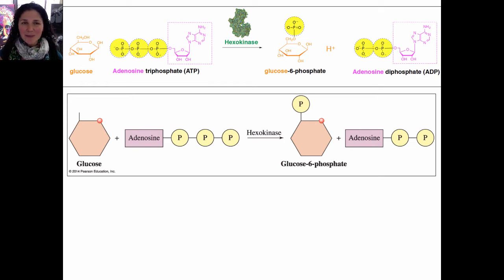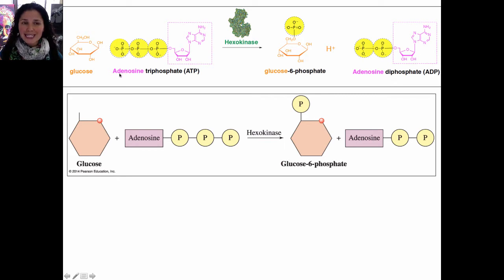Hexokinase is the enzyme that catalyzes the reaction of glucose and ATP to form glucose 6-phosphate and ADP. This is a critical part of metabolism. I've written the reaction here in two different ways. The lower box is the cartoon of this reaction that you'll find in your textbook, and the upper box is the actual reaction with chemical structures. I've tried to highlight the different parts in the same way that they're highlighted in the cartoon in your textbook.